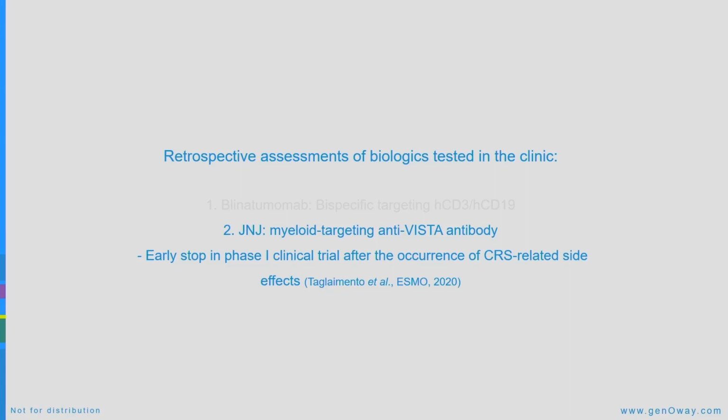The second compound that went into the clinic which was tested was an anti-VISTA developed by Janssen, which had an early stop a few years ago in clinical trial due to some cytokine release that was observed.